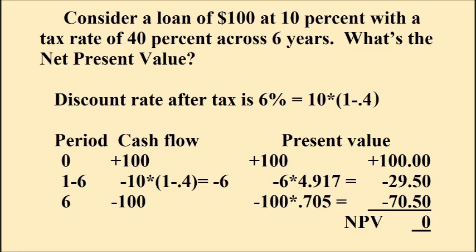Well, let's take the present value of those. The $6 in periods 1 through 6 is an annuity, so figure the present value, and in period 6, the principal, the $100 we pay back, is a single sum. We calculate the net present value, and looky there, the net present value is 0.